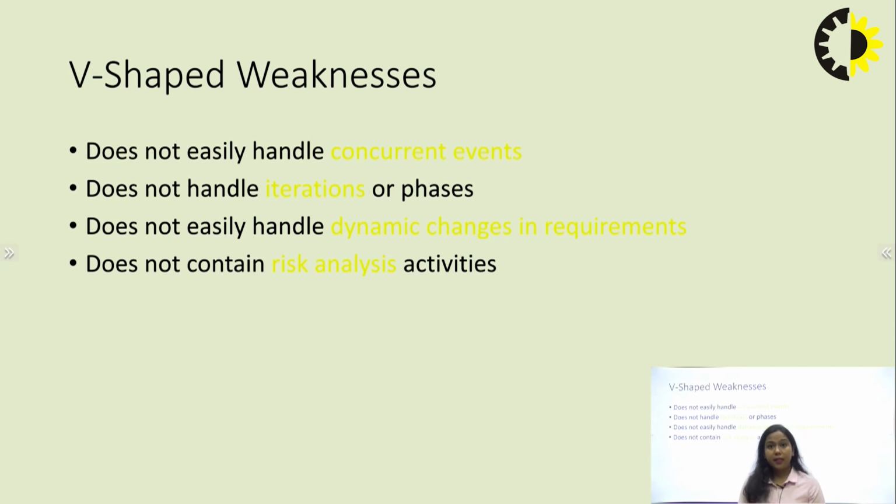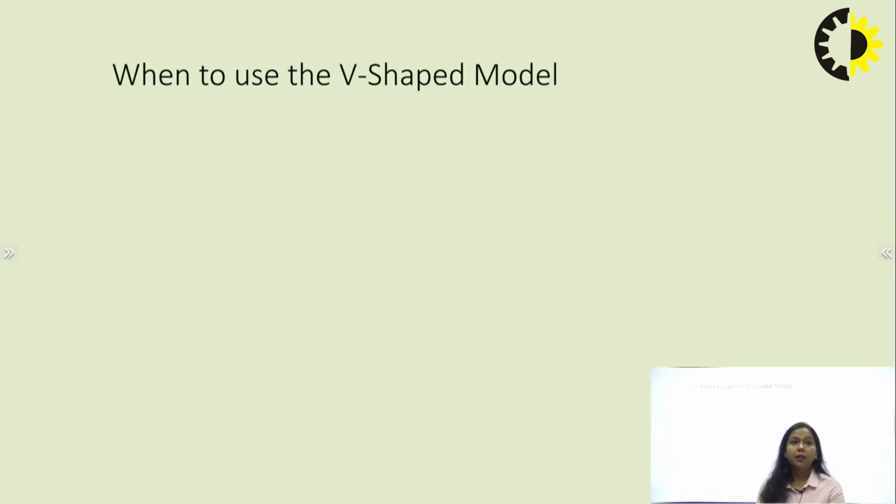We are just testing the comfortability or the interconnection of the modules at each phase. We are not calculating the risk at the end of the phase, how secure the system is, how well it will work in this complete software. So we are not checking that. That is a weakness or disadvantage of the V-shaped model.